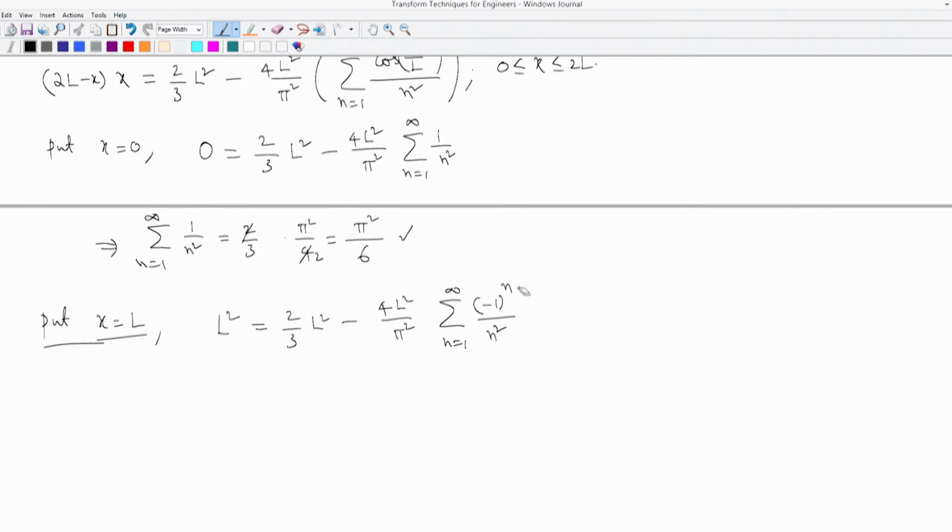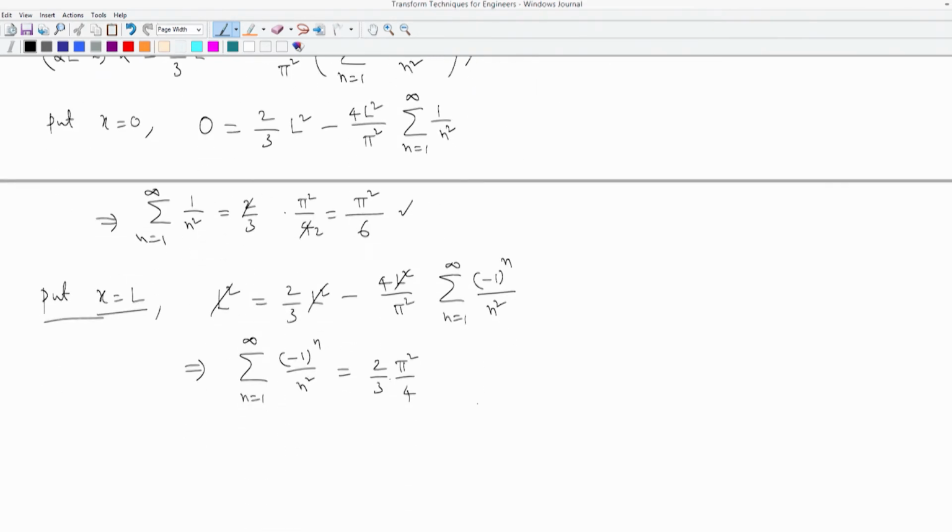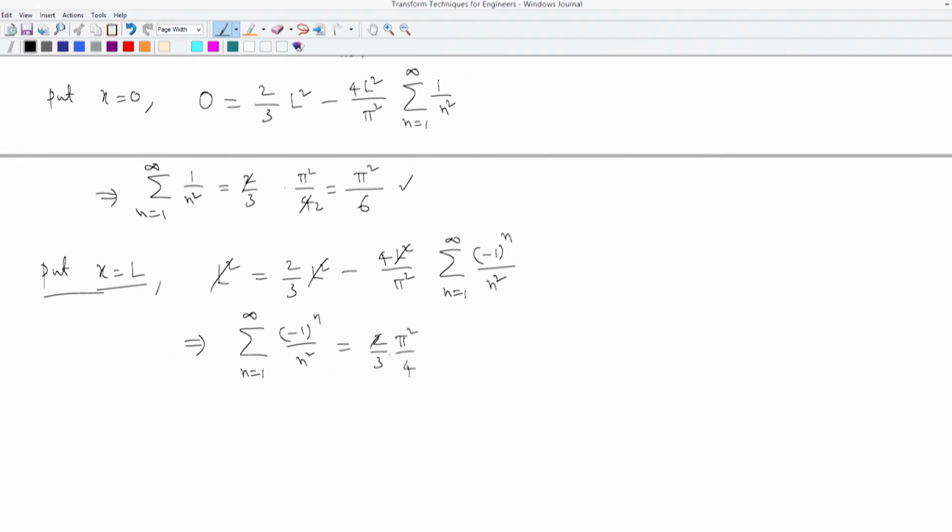So L square cancels, and you get this series, the sum for n from 1 to infinity of minus 1 power n by n square, is equal to 2 by 3 times pi square by 4. Is this correct? Cos n pi. So you get pi square by 6 minus 1 power n by n square, which is equal to pi square by 4. Yeah, that's correct.